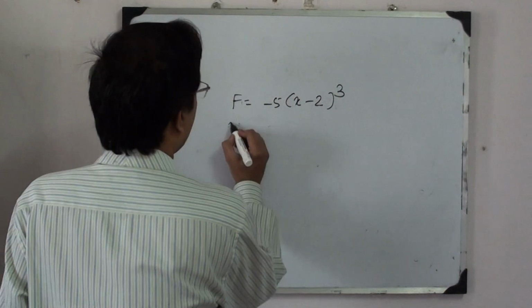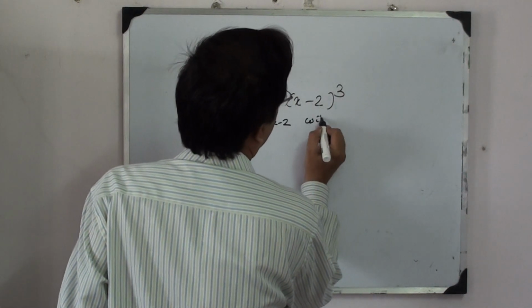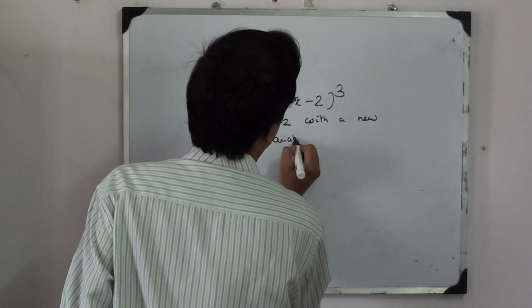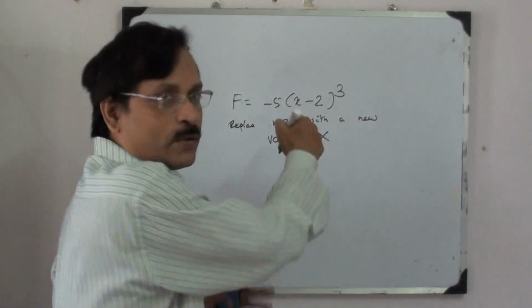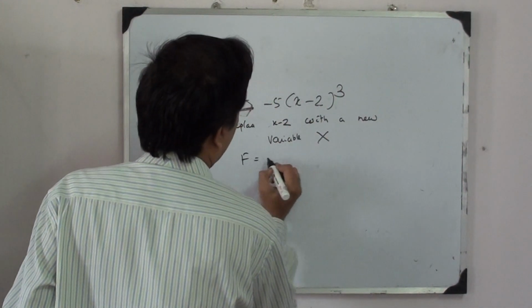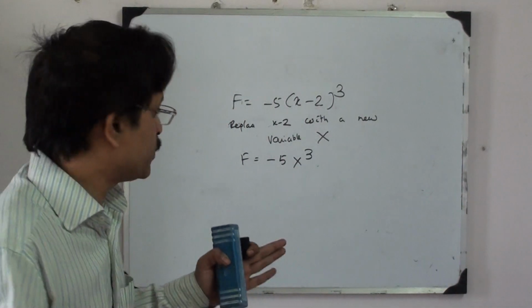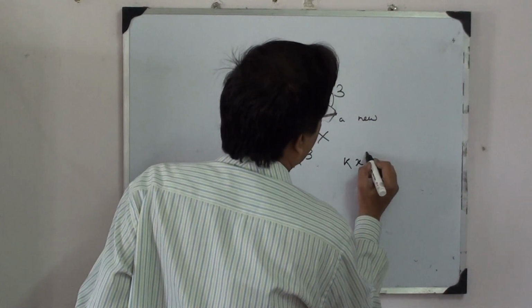Replace x minus 2 with a new variable, let's call it capital X. Now this equation boils down to F is equal to minus 5 X to the power of 3. It is easier now to visualize because this is in the form of the equation k x to the power of n.